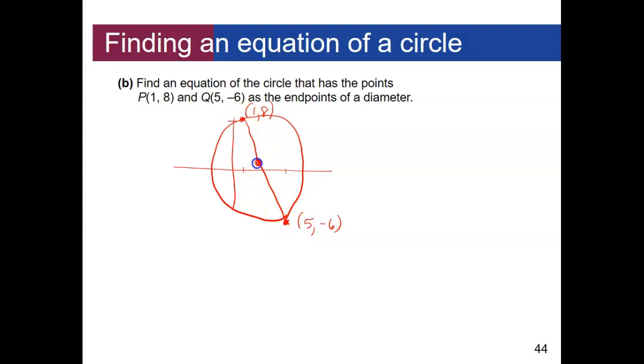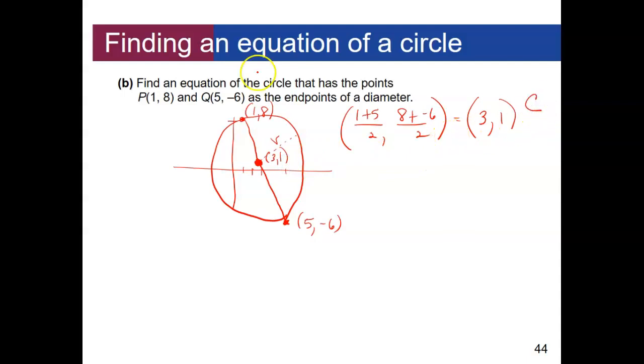Somewhere in here we've got a center that we've got to find, and we've also got to find a radius. Our center is actually going to be the midpoint of this diameter. If you remember, we find the midpoint by adding the x's up and adding the y's up, and dividing each of those by 2. So 6 over 2 will be 3, and 2 over 2 will be 1. So I have the coordinates (3, 1) for my center.